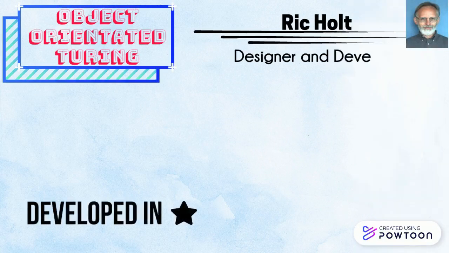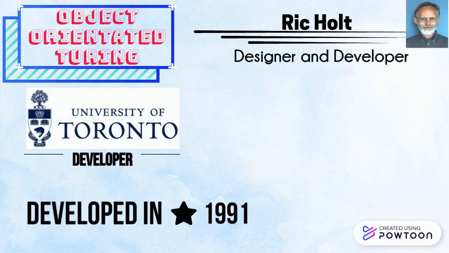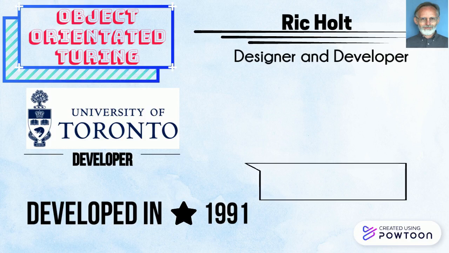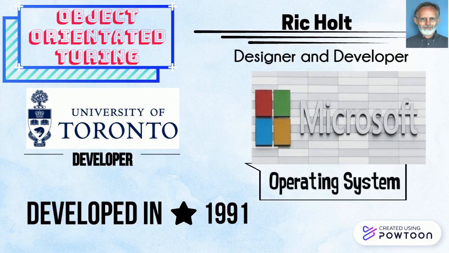Object-oriented Turing is an upgraded version of Turing. It was developed by Rick Holt in 1991 at the University of Toronto. The difference was that it was object-oriented, which made the code function faster and more easily. Like Turing, it was also made for Microsoft's operating system.